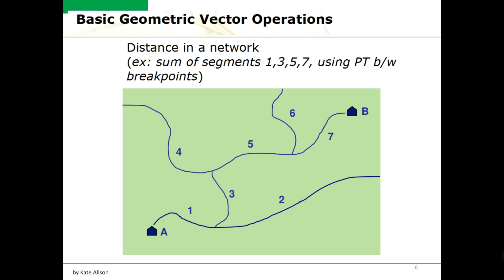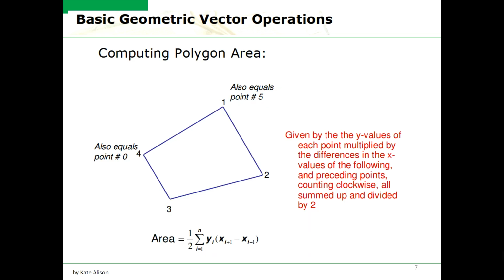When we talk about distance in a network, which is shown here, we use the distance of segments. We first have to identify the starting point and the end point of our network, and then the distance consists of the sum of the segments counted along the way between these two points. So we have to add 1 with 3, 5, and 7.